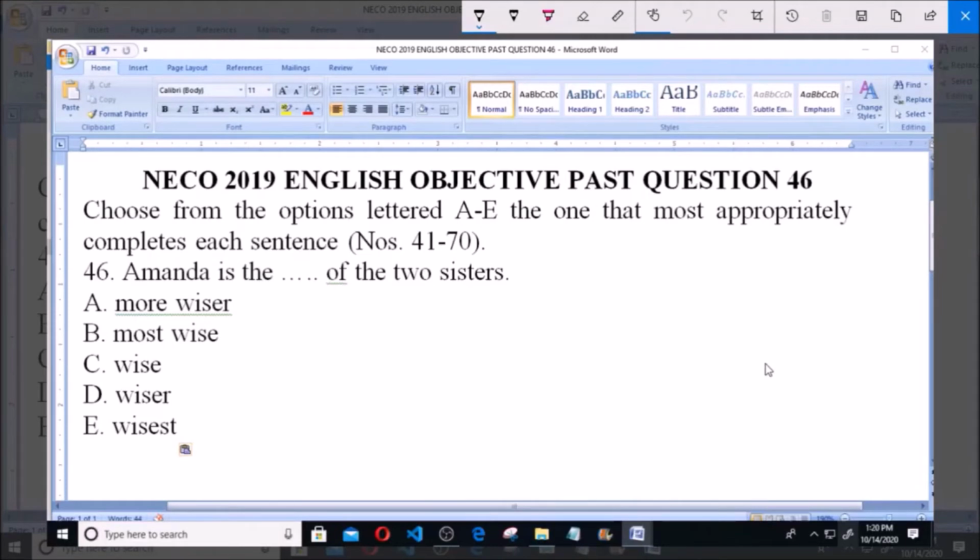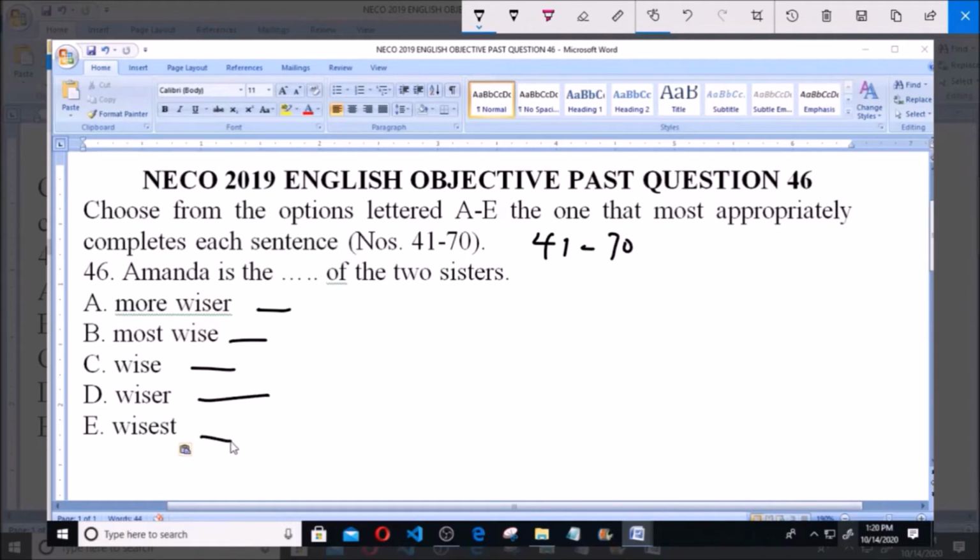Welcome. This is NECO year 2019 English Objective Past Question, question number 46. To this question, we have this instruction which says choose from the options lettered A to E the one that most appropriately completes each sentence. This instruction is to answer question 41 to question 70. The statement here says: Amanda is the dash of the two girls. Option A, more wiser. Option B, most wise. Option C, wise. Option D, wiser.